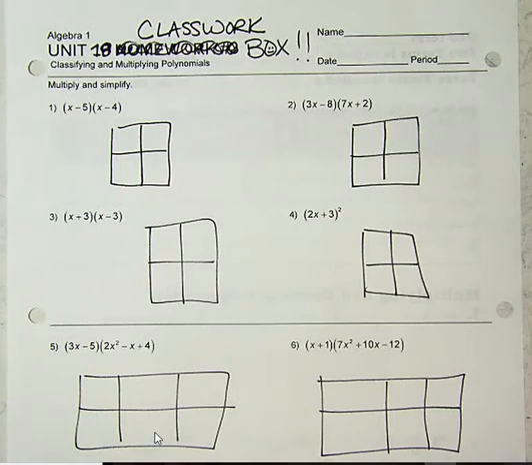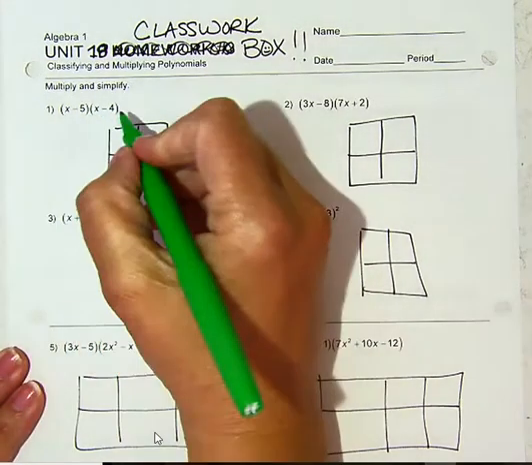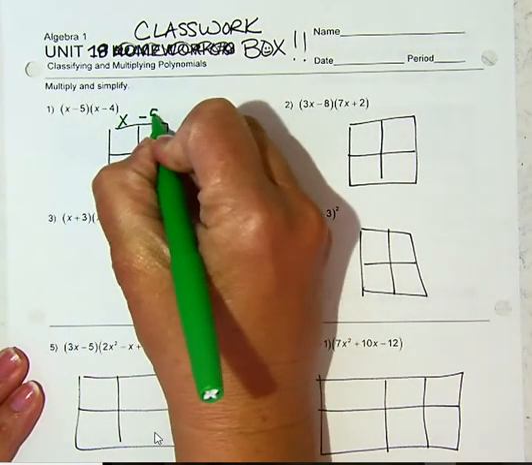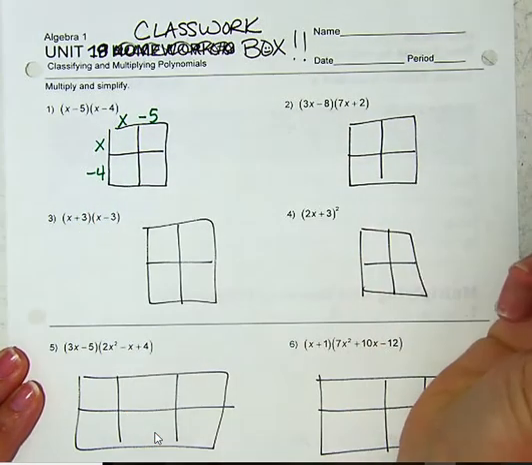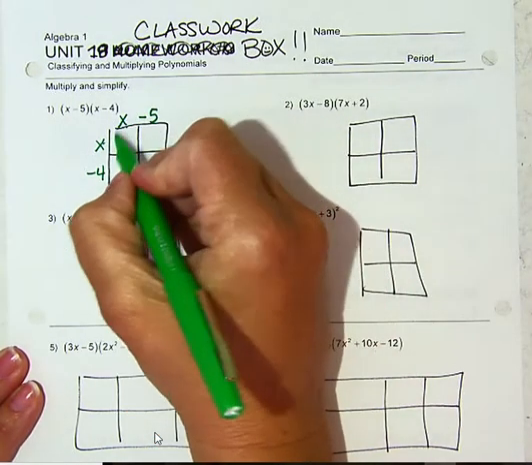Here's another quick review of multiplying two binomials. I like to use the box method. So I'm going to put my x minus 5 on my top and my x minus 4 on the bottom. And then I'm just going to multiply.